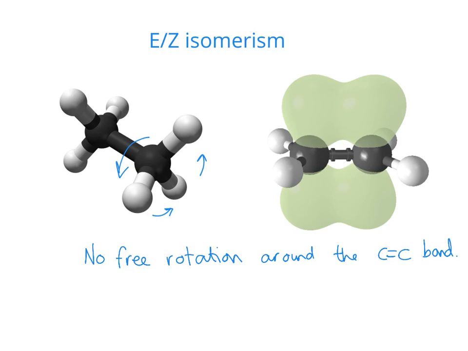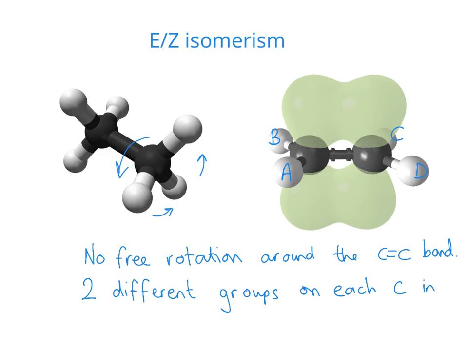So if I were to label each of these atoms A and B and C and D, what's important is that A and B are not the same and that C and D are not the same. B and C can be the same as each other, and A and D can be the same as each other, because what we're looking at is we need to have two different groups on each carbon in the double bond.